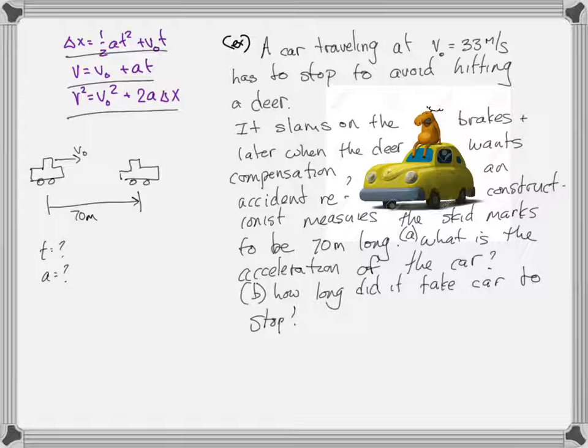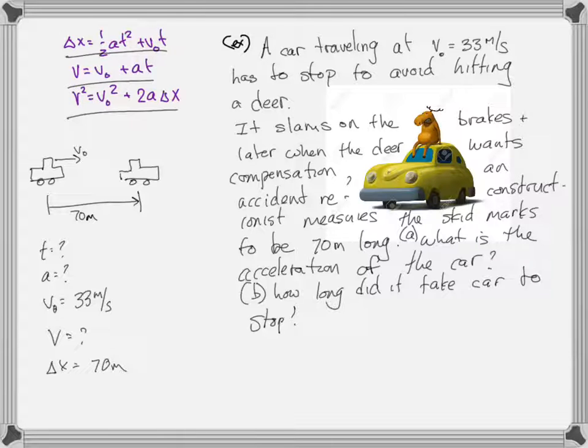Ooh, we do know V0, because remember there are 5 variables, and we have to figure out how many we know and how many we don't know. V0 is 33 meters per second. V final, we don't know. And delta x, oh, delta x we know. It's 70 meters. Aha, but I just made a mistake. Or I tricked you, one or the other.